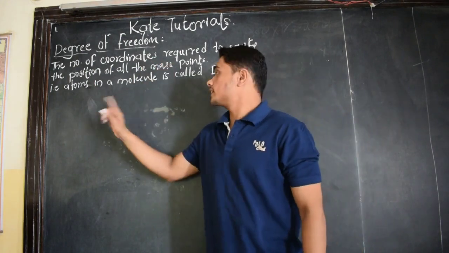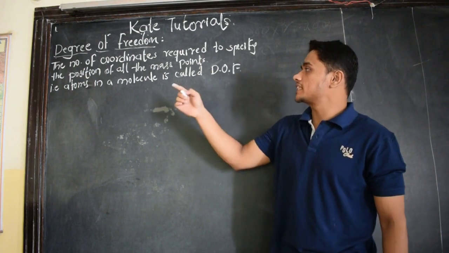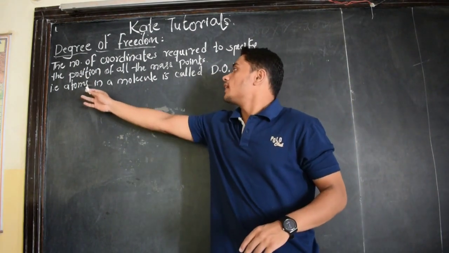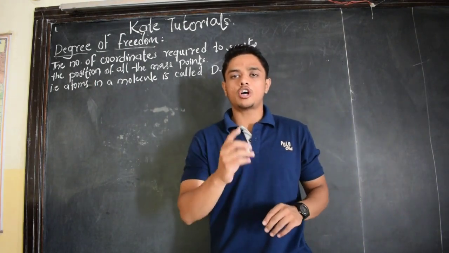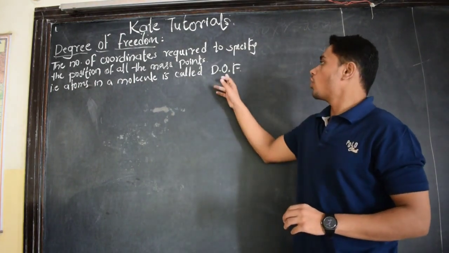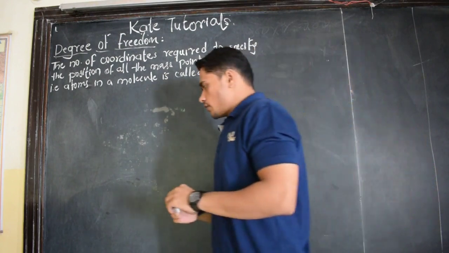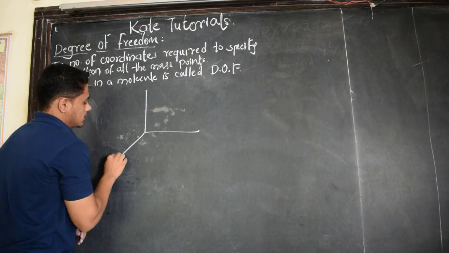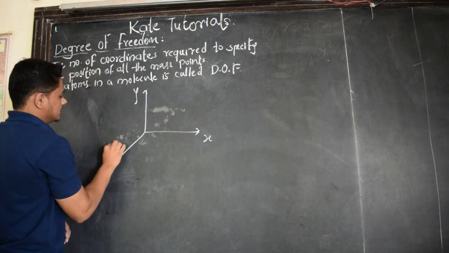Degrees of freedom is nothing but the number of coordinates required to specify the position of all mass points or atoms in a molecule. In short, degrees of freedom is also written as DOF. See, we have a coordinate system. This is our coordinate system. It consists of x-axis, y-axis, z-axis.